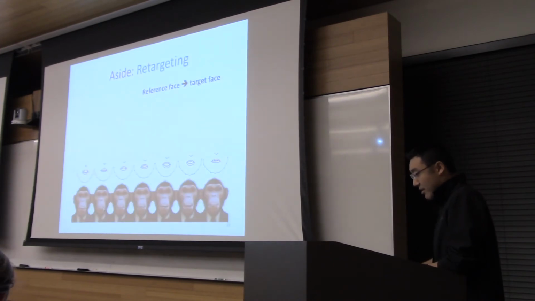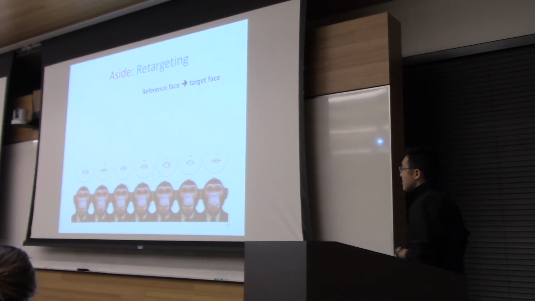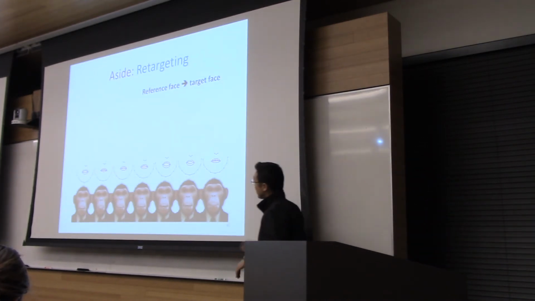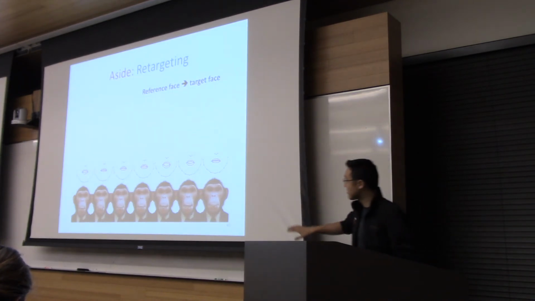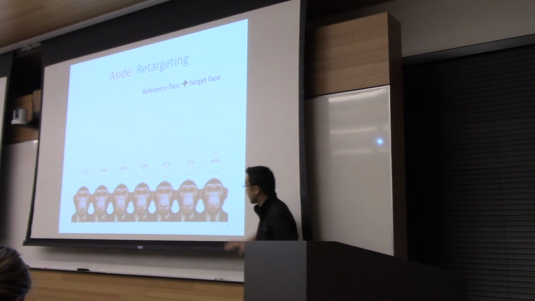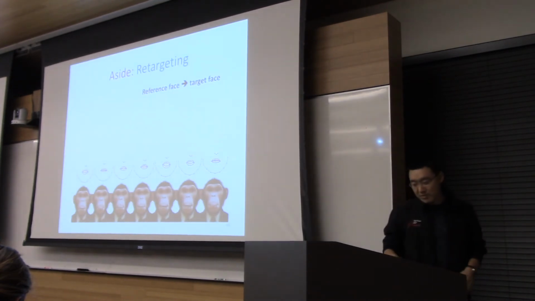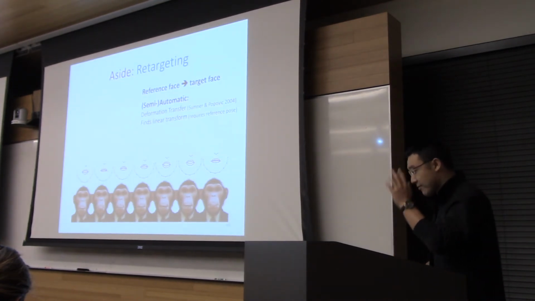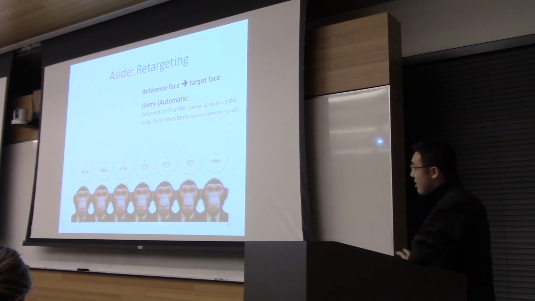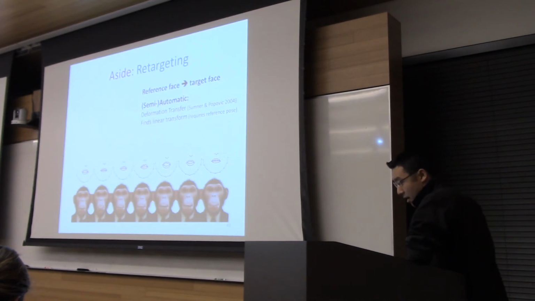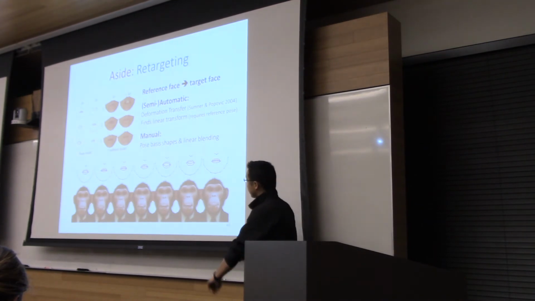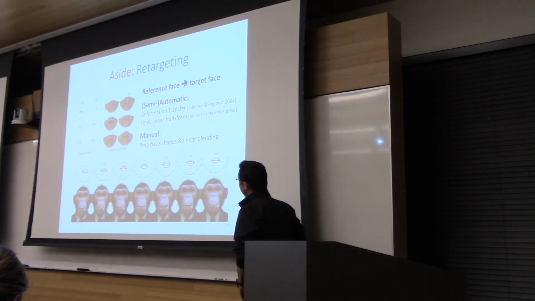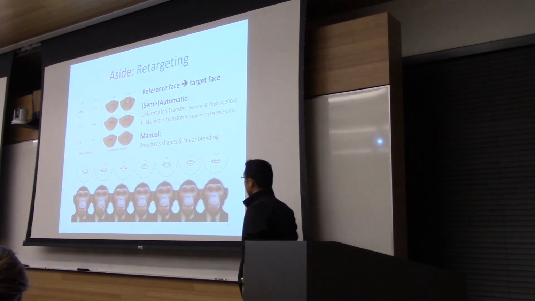So in terms of retargeting, you have a reference face, and here I'm just giving you the coordinates without the textures of Ken's mouth. I'm going to retarget the animations to some target face. There's a number of different ways you can do it: automatic, semi-automatic, and fully manual. The manual way is what we ended up doing because it looked the best. So having a nice automatic way of doing this would be a nice follow-up work.